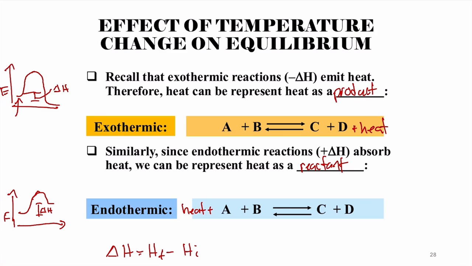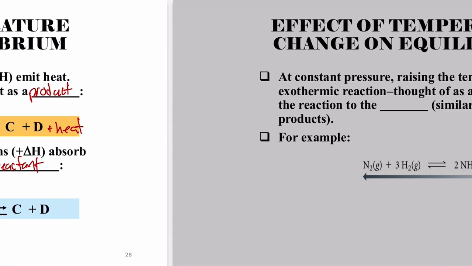This is obviously just a figurative way that we can represent this, but it makes it easier to analyze how a change in temperature affects the equilibrium, right? Because if we think of it as a product or reactant, then increasing or decreasing the temperature is just like increasing or decreasing a product or a reactant. So there are going to be 4 different scenarios that you end up looking at.